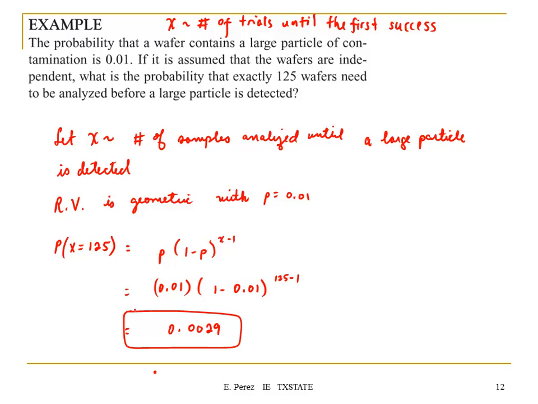So again, the geometric distribution is a special case of the binomial. For the binomial, we were looking at the number of trials to find this many successes. Now we are looking at the number of trials to find the first success. That's the main difference. Finding the first success is geometric. Finding this many successes is binomial.